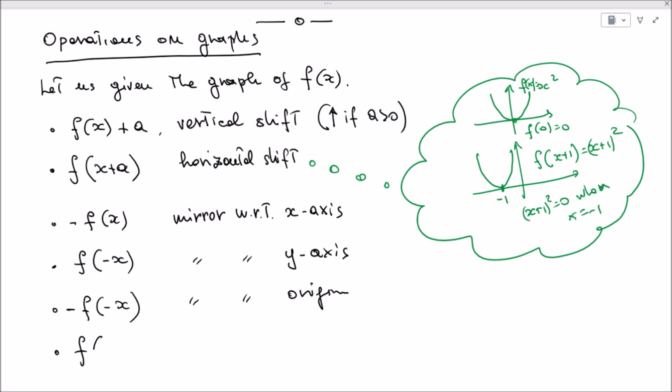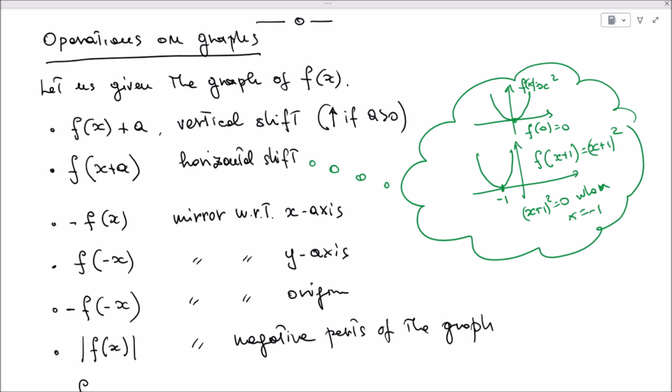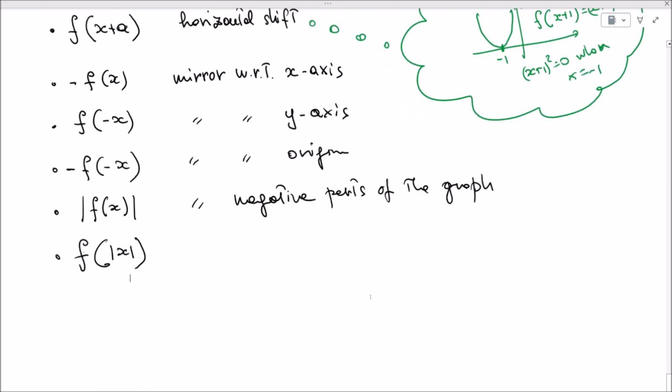Let me start with the absolute value. First, let's do the absolute value of f of x. Okay, so this will just mirror the negative parts of the graph. And finally we can consider f of the absolute value of x. Well, what this operation will do is that basically the graph with x less than or equal to 0 is the only part that will change, right? Because for x larger than or equal to 0, nothing changes.